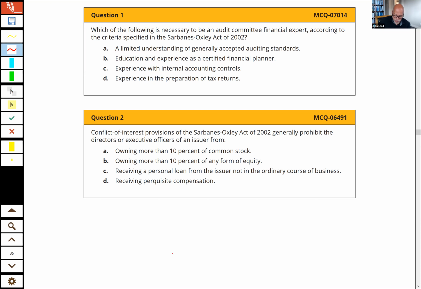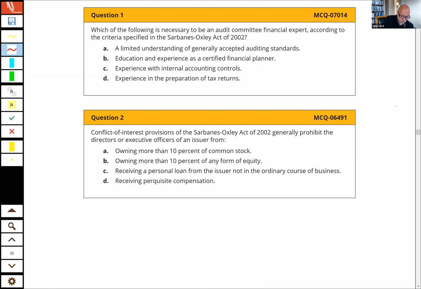Owning more than 10% of the stock. Well, let me read the question. I'm going to stop sharing the poll. Let's just look at the question. Conflict of interest provisions of Sarbanes-Oxley generally prohibit directors or executive officers from owning more than 10% of the common stock. Now, that happens all the time, that there are people on the board of directors that own more than that. How do you think they got on the board of directors? Any form of equity, if A is wrong, B is wrong.